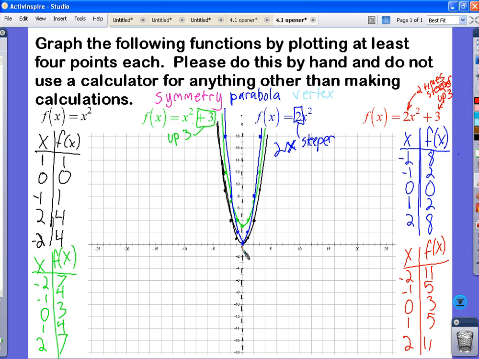0, comma 3. What's this point called on the parabola? The vertex. Very good. And 1, comma 5. Negative 1, comma 5. 2, comma 11. Negative 2, comma 11. And yeah, that's going to just really start taking off.